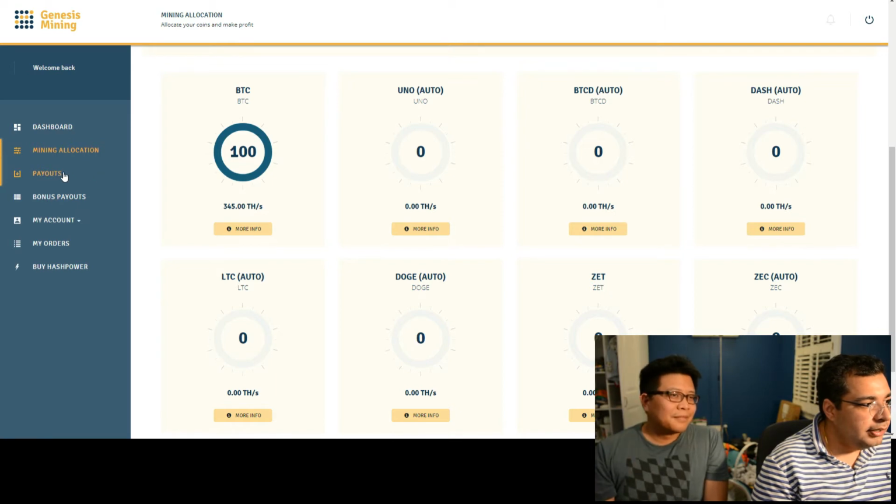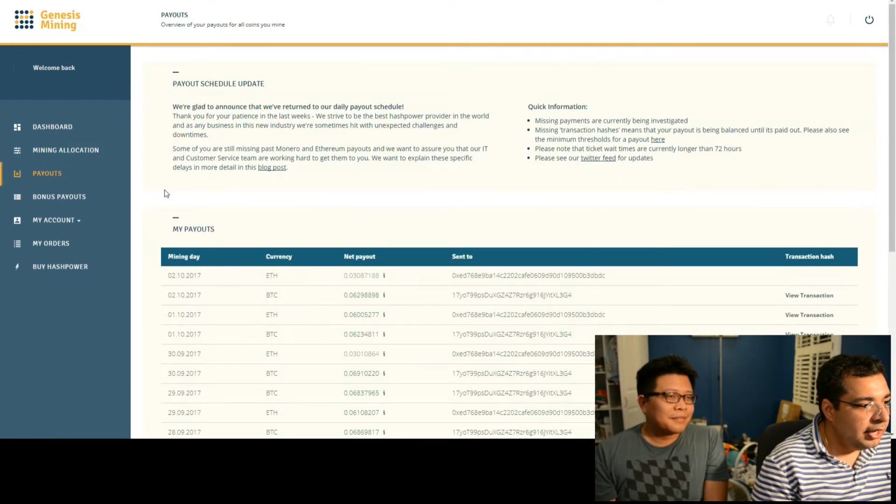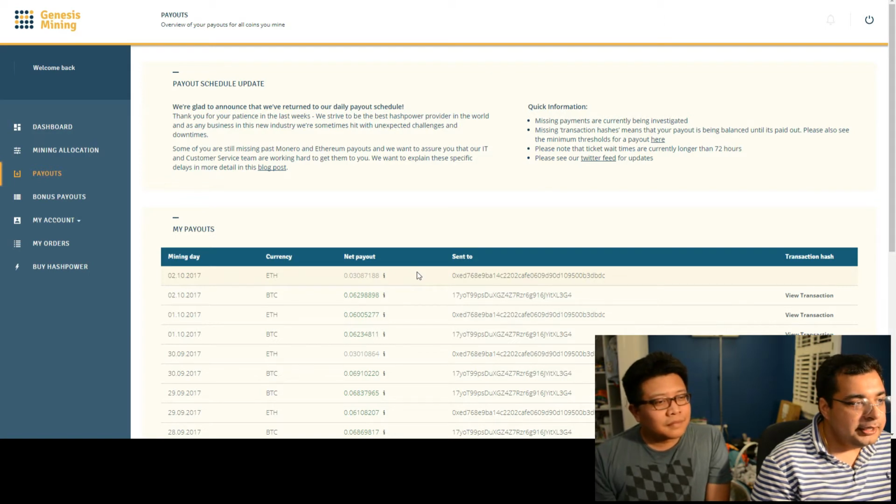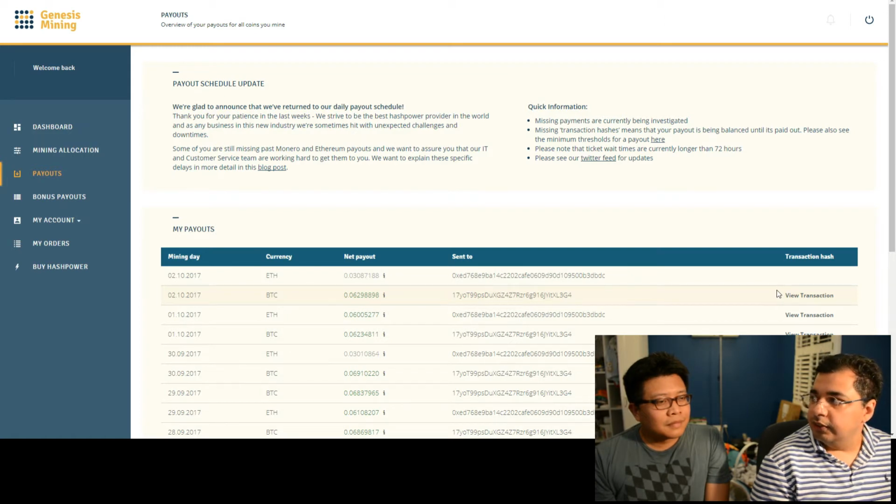Now the payout tab gives you information on how much was mined during the day, the type of mining that was done, the net payout, and your output address. These output addresses are public addresses that are linked to your account where you can see how much you've done in terms of transactions. Now, what Genesis does is they accumulate a sum of all your coins until you reach a threshold where they make a payment. So you can view the transactions and see how much output you get onto your wallet, basically, where you're sending your coins to.